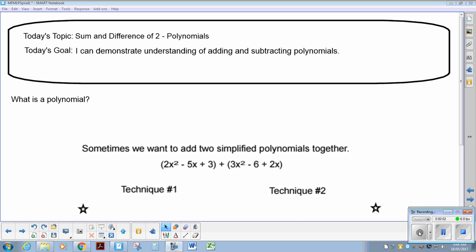Hello and welcome to the third lesson of Spiral 1. Today we are looking at sum and difference of two polynomials. So at the end, the goal is I want you to be able to add and subtract polynomials.